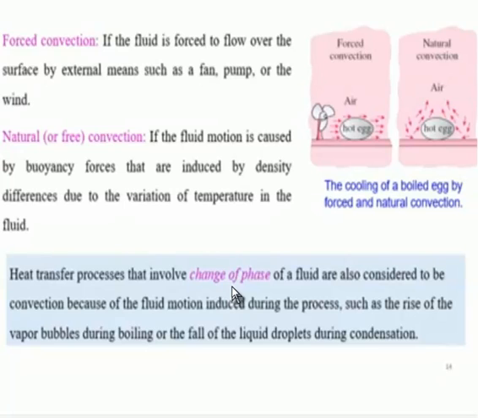Forced convection is where we use a fan or pump to flow the air over the hot surfaces. In natural convection, we are not using any external devices or equipment to flow the air over the hot body. It flows over the hot body due to buoyancy forces, which are induced by the density difference due to the variation of temperature in the fluid.